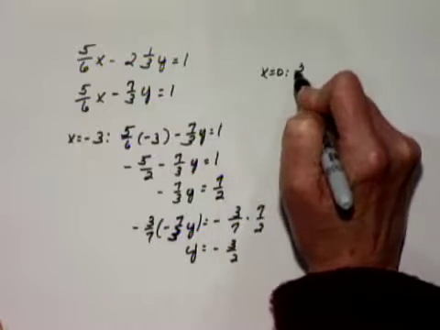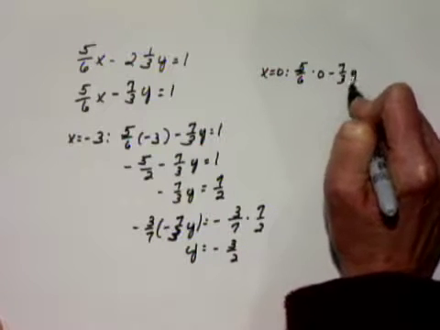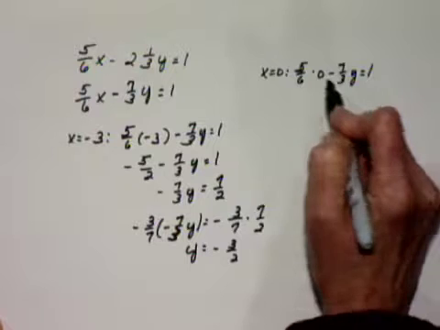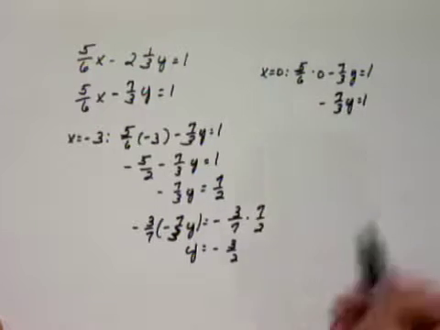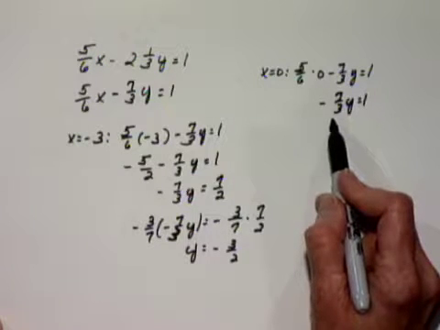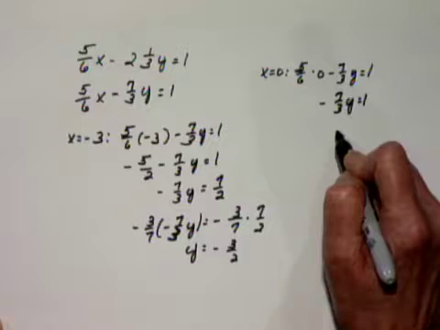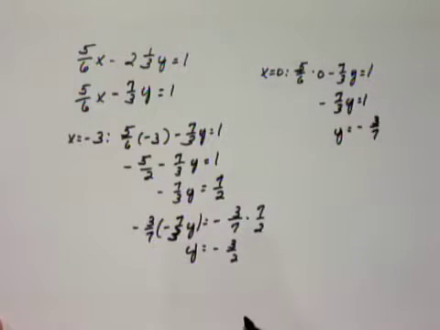When x is 0, I have 5/6 times 0 minus 7/3 y equals 1. This is 0, so I have -7/3 y equals 1. And when I multiply both sides by the reciprocal of -7/3, -3/7, I get y is equal to -3/7. And let's find one more point.